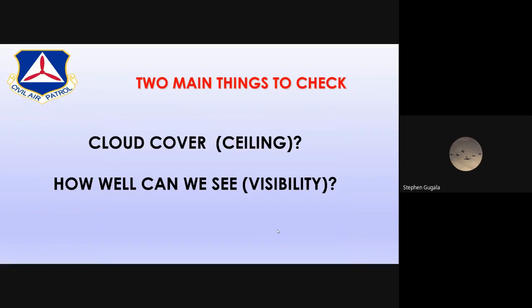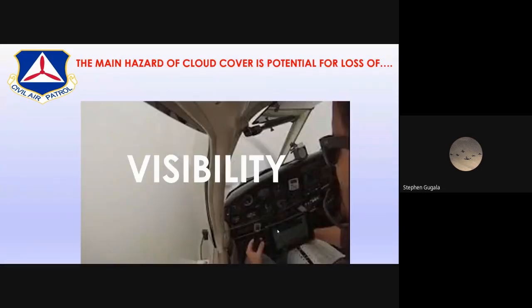So as a newcomer or a scanner, and I understand that there's pilots out there and a lot of different qualifications, but as a person in the back, the two main things you're going to be worried about is cloud cover or ceiling, and how well can we see, visibility. The main hazard for cloud cover is potential for loss of visibility. This is all about how we see outside.